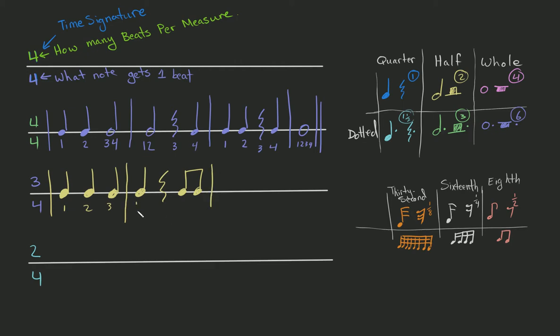Okay, this is 1, 2, 3, and, right? So 1, rest, 3, and ba, rest, ba, ba, right? It's kind of cool. And then we can end with a dotted whole note, or dotted half note, dotted half note over here.